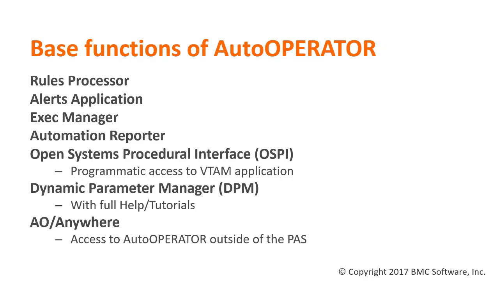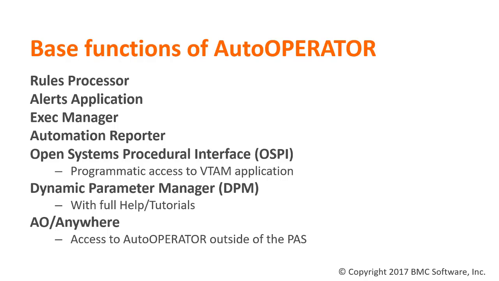The base functions which are included with MainView AutoOPERATOR include the rules processor, which provides an online panel-driven process for the users to define rules, which can then be used to trap and take action on system messages and events and time-initiated tasks. The alerts application provides a mechanism to identify an event that is occurring within your system, such as a started task abending or your system dump datasets reaching 99% full.